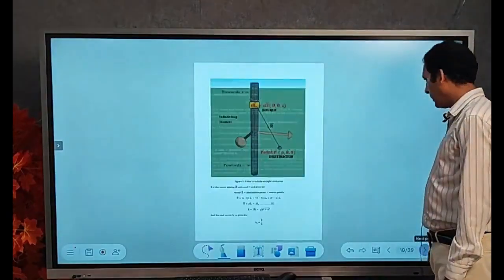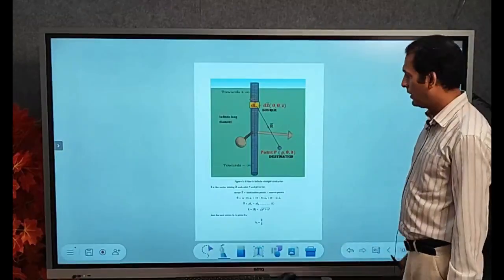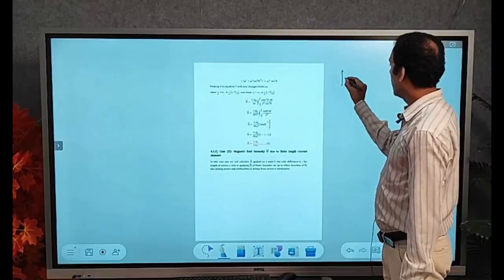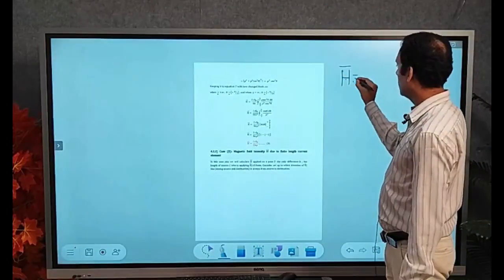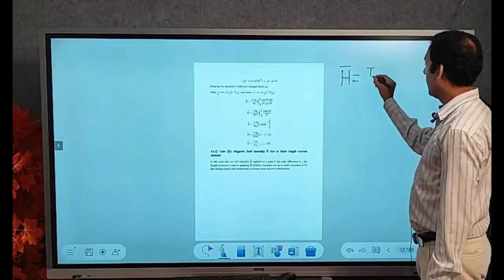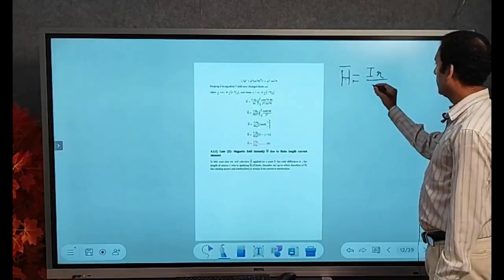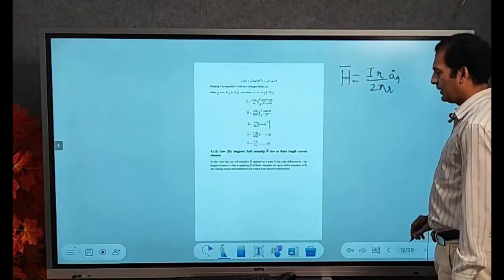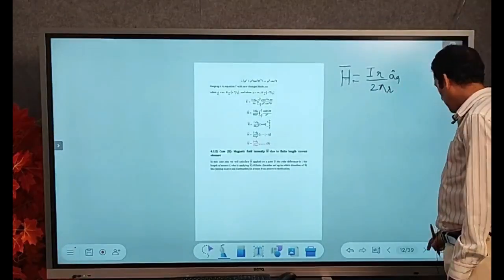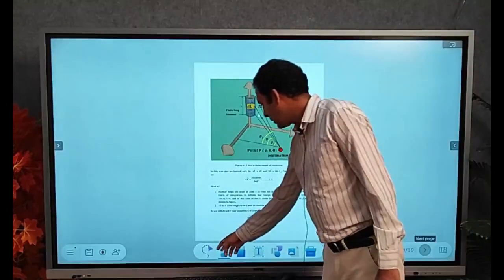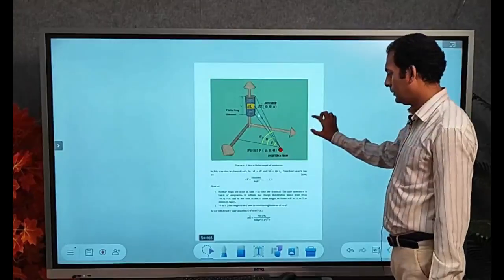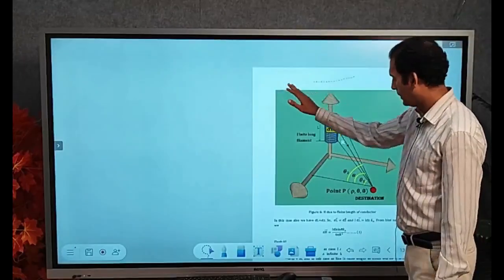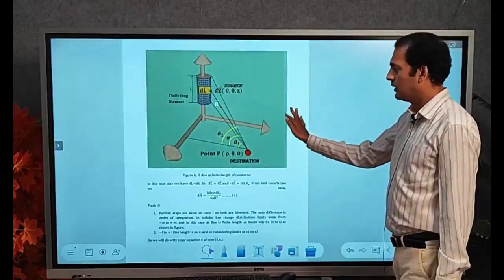The first case we have seen was the infinite line charge, and we derived it and got the derivation as H bar equal to I divided by 2 pi R in the phi direction. Now we will see the case of a finite length conductor.